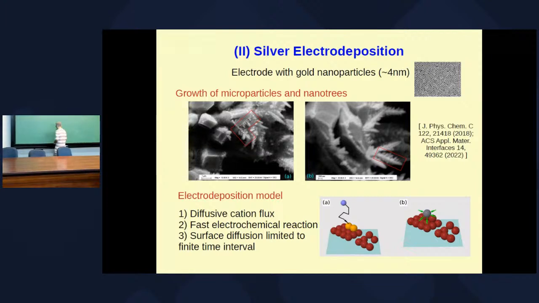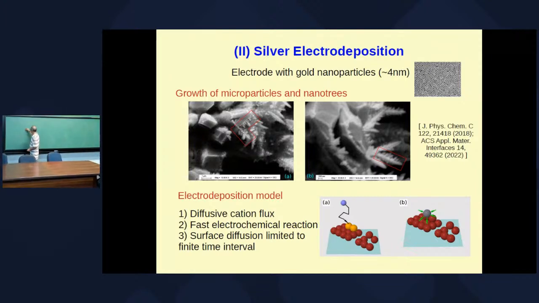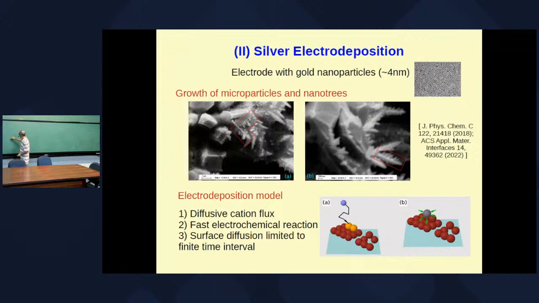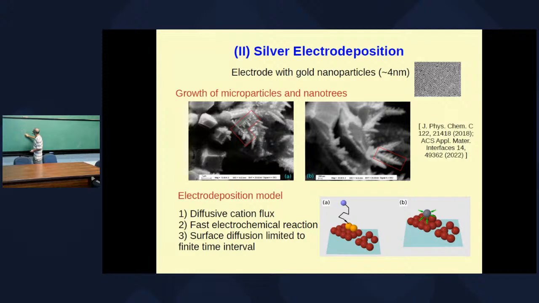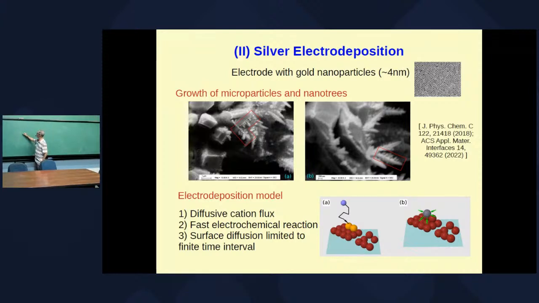Well, what's the reasoning to use a model like this? The reasoning for this is when a dendrite of silver is formed, it's crystalline. The tip of the dendrite is crystalline. But the electrodeposition takes place in a layer which is amorphous surrounding this crystal. This layer is amorphous. It has widths typically of 5 nanometers.